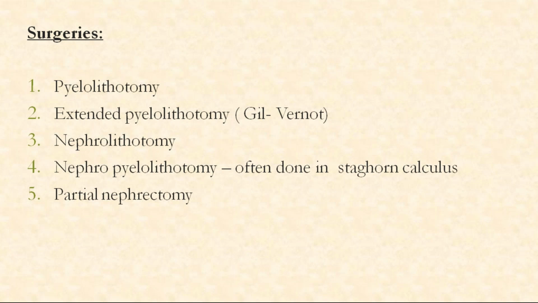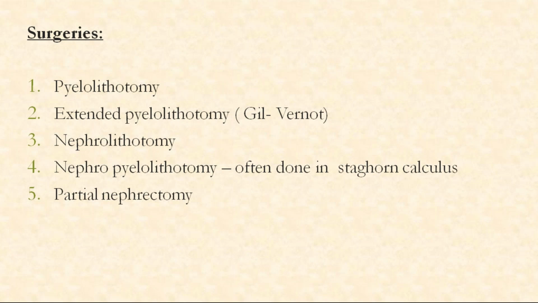Nephropyelolithotomy means the junction between the cortex and the renal pelvis. It is commonly done in staghorn calculus, because that is a big calculus that may extend through the entire kidney and up to the pelvis and ureter. So in such conditions it is called nephropyelolithotomy.